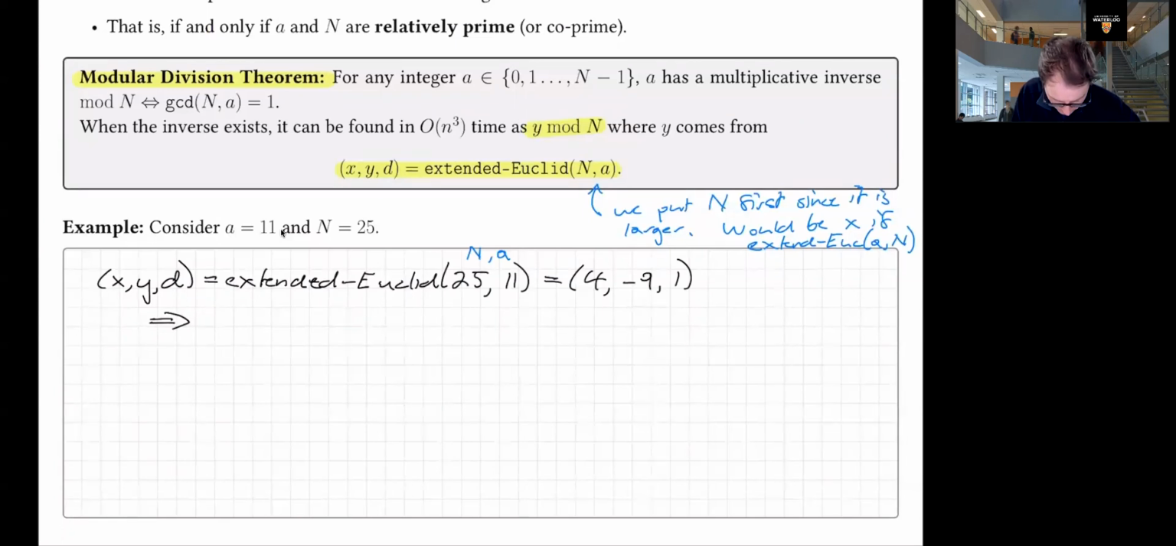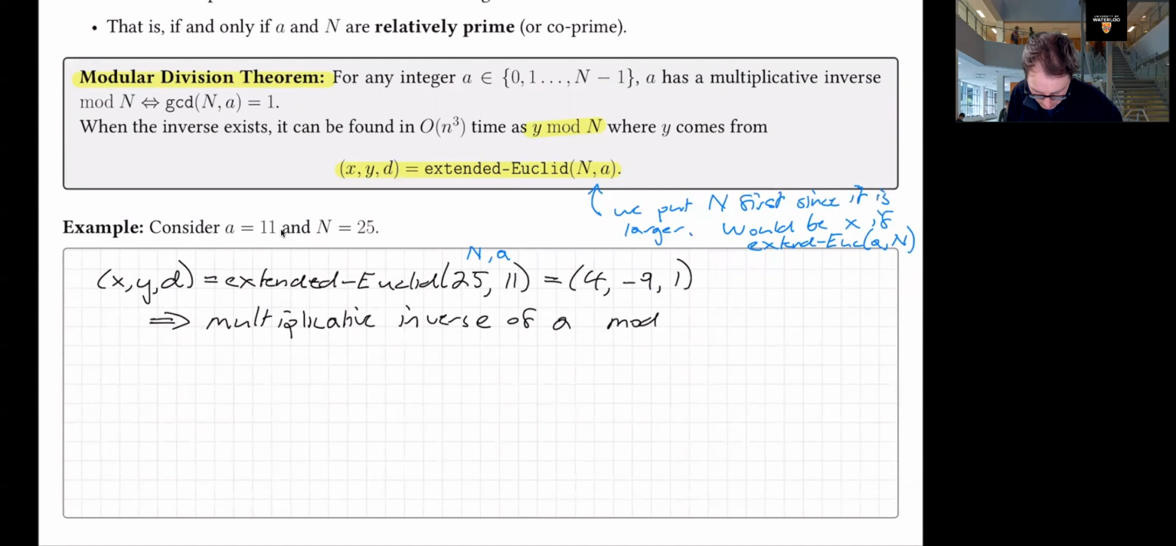And so the multiplicative inverse of a modulo n is going to be y mod n, which in this case is minus 9 mod 25. Minus 9 mod 25 is 16.